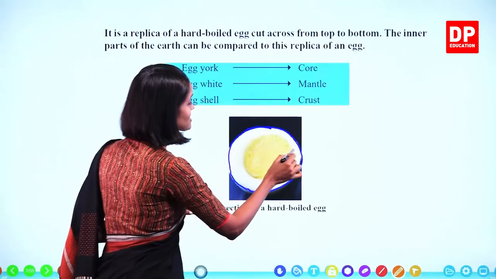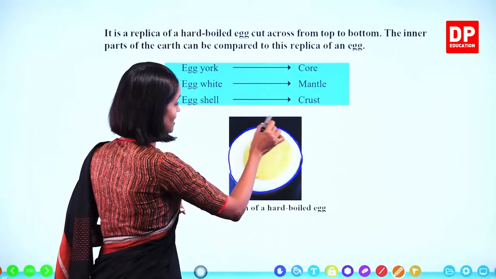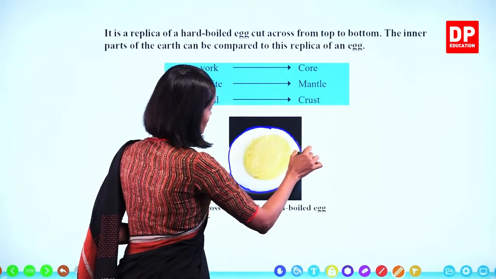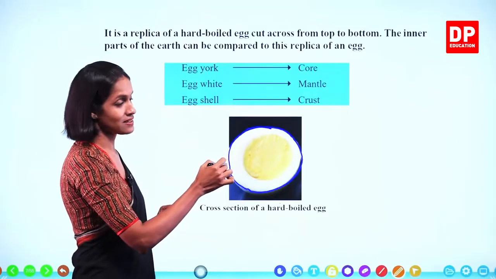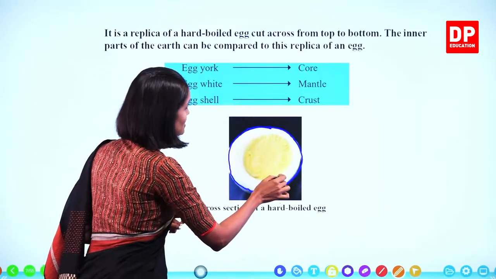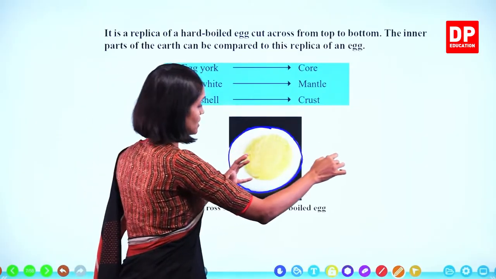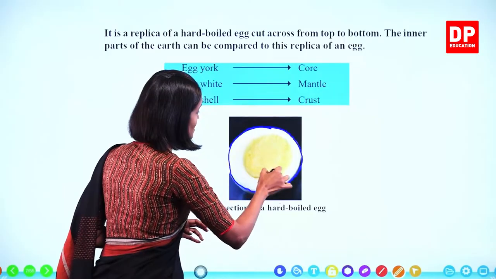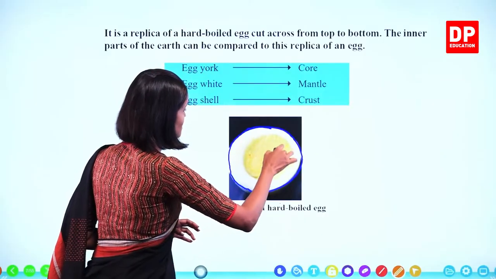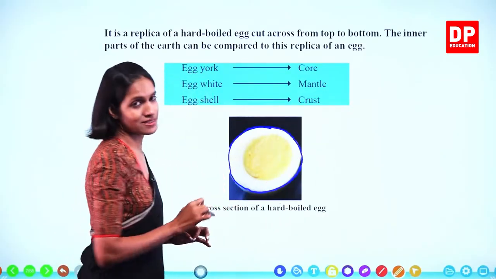So we can consider the shell of the egg as the crust of the earth, right? And we can consider the egg white as the middle part or the mantle of the earth, and we can consider the egg yolk as the core of the earth.